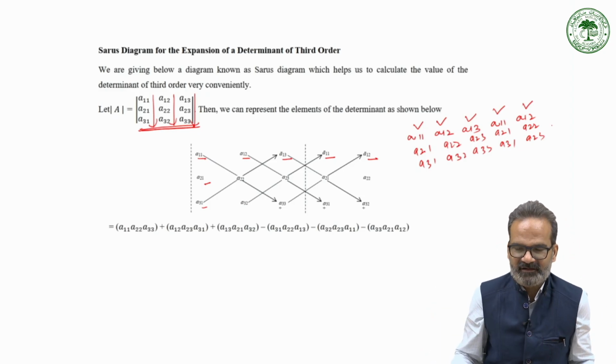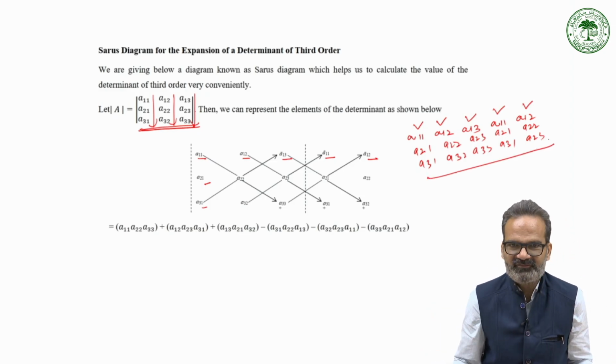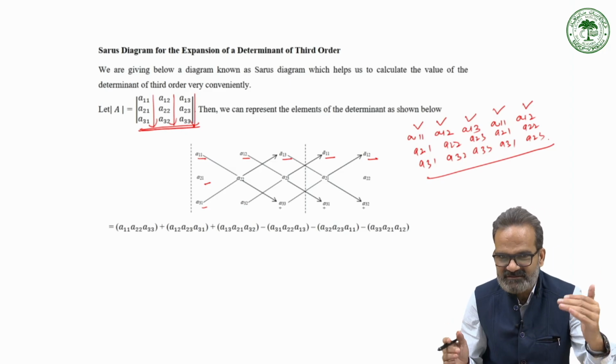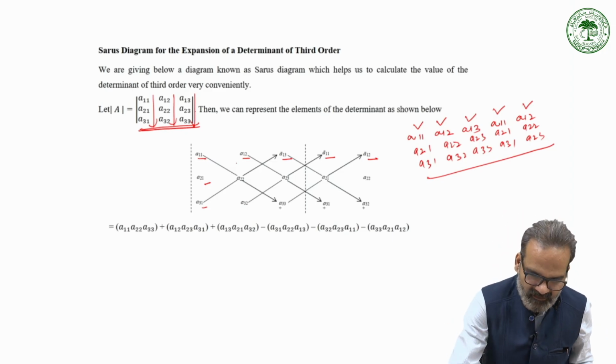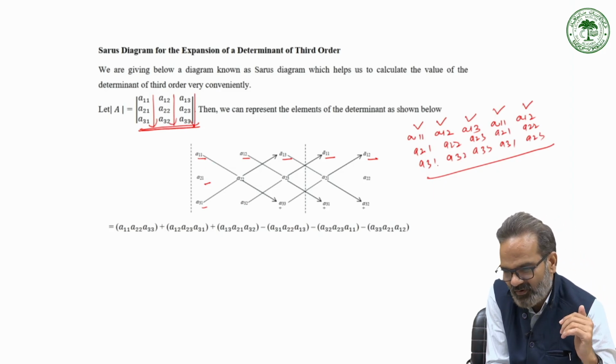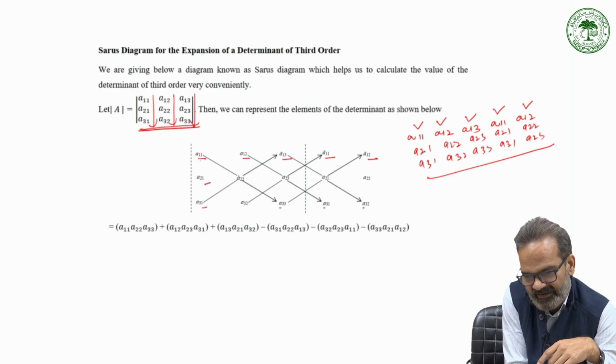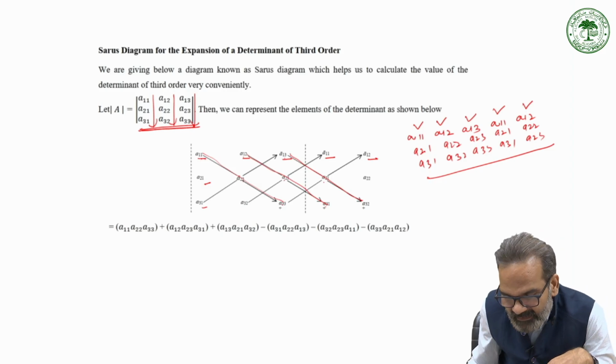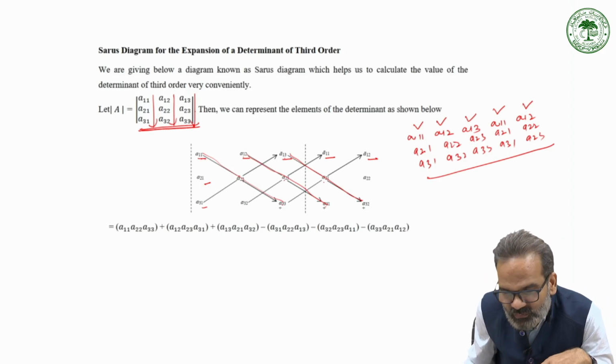After writing down a determinant in this form, what we have to do? We have to use the cross multiplication process. Use this way, make the diagonals, right? The first diagonal is what? The first diagonal is A11, A22, A33. This is your first diagonal. So A11 into A22 into A33 plus, this is your second diagonal, A12 into A23 into A31, and this is your third diagonal, A13 into A21 into A32 into A33.